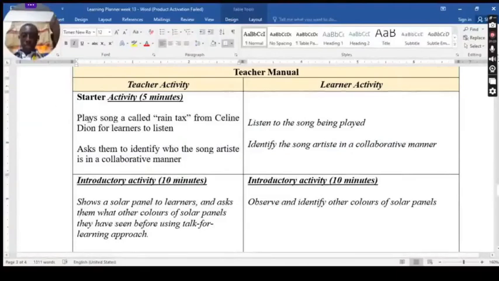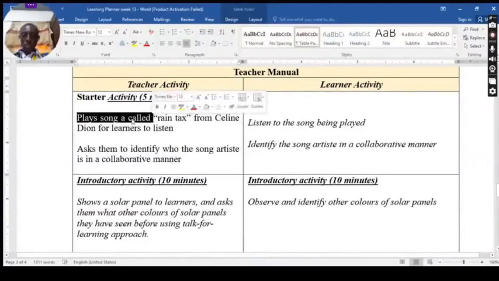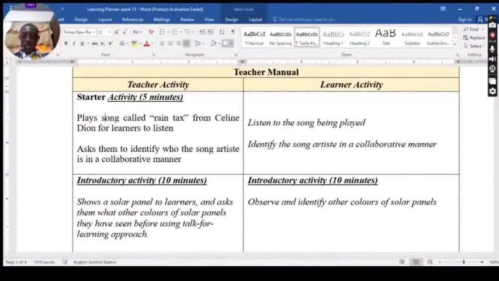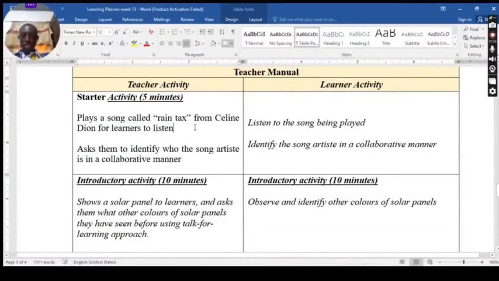Alright. So teacher plays. Remember, I didn't mean teacher here. Plays a song. So let me type it well. Teacher plays a song called Rain Tax from Celine Dion for learners to listen. So learners listen to the song being played.